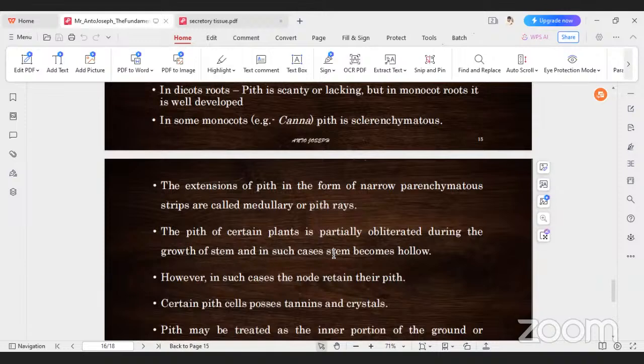The medulla in certain plants is partially obliterated during growth of the stem, and in such cases the stem becomes hollow. Do you know the ricinus stem? Ricinus stem and some water plants, like the Nymphaea nelumbo petiole. If you press this type of stem, it easily gives a tough sound, because of what happened to the pith in the central region.